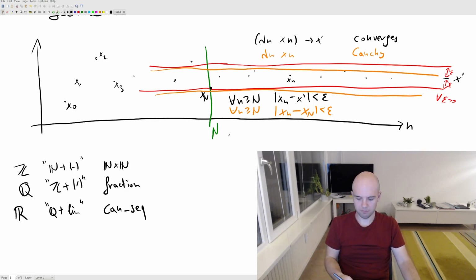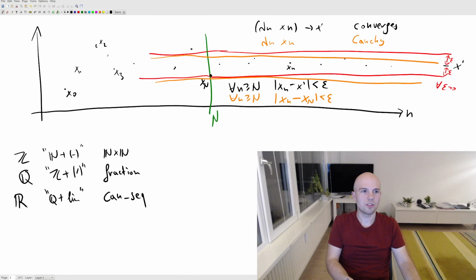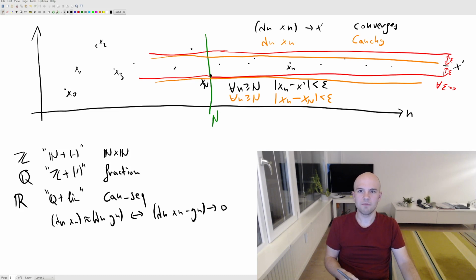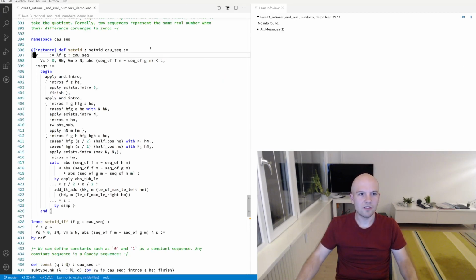So we say that two sequences, xn and yn, are equivalent if and only if the difference converges against 0, in this sense that we've discussed before. And that's where this slightly large formula comes from.